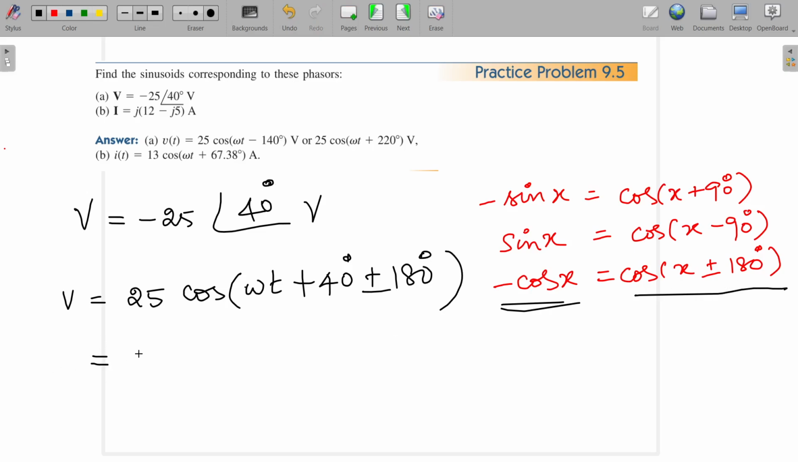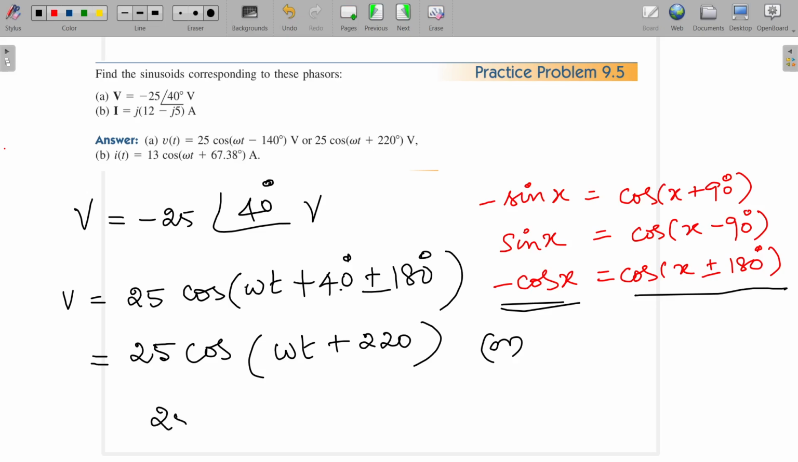So now we can rewrite this as 25 cos of omega t plus 40 degrees plus 180, which becomes 220, or we have the second format as 25 cos of omega t plus 40 minus 180, which becomes minus 140. So this is the answer for this. This is the way of representing this sinusoid from this phasor. So this is your answer.